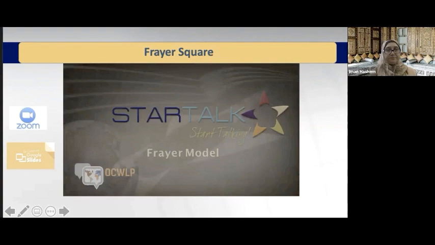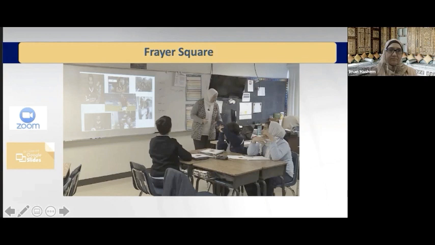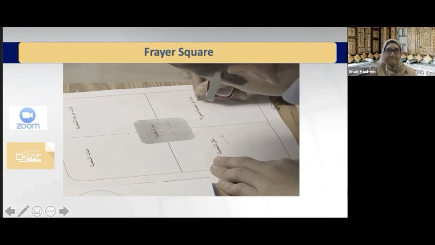The Frayer model is a tool that students use to gain a deeper understanding of vocabulary and concepts. It requires a student to describe a person and give examples of actions they do that depict a character trait. I begin by modeling the process with one Frayer model. Then students work individually to fill in their own Frayer.